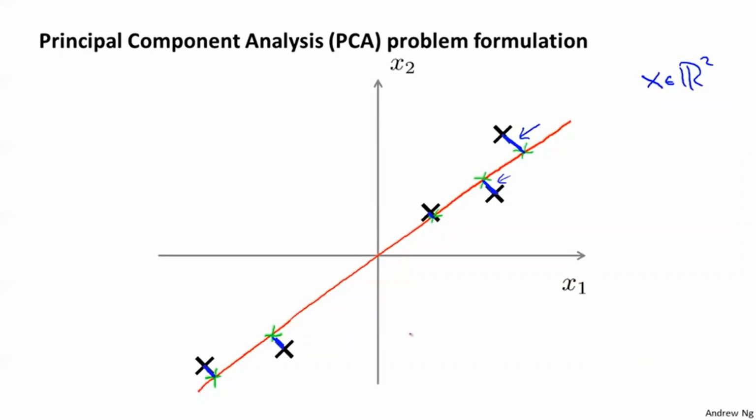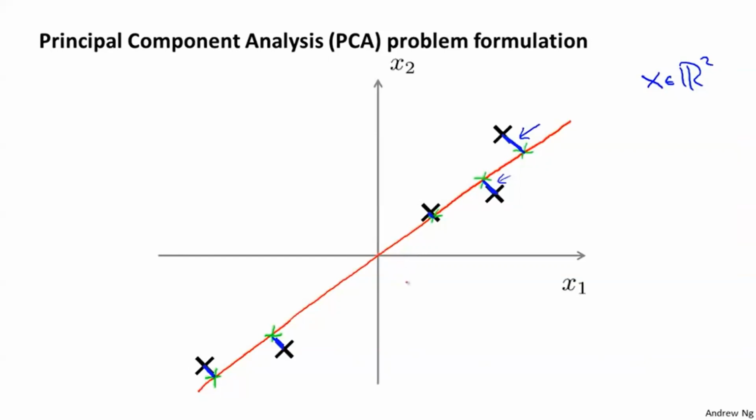As an aside, before applying PCA, it's standard practice to first perform mean normalization and feature scaling so that the features x1 and x2 should have zero mean and should have comparable ranges of values. I've already done this for this example, but I'll come back to this later and talk more about feature scaling and mean normalization in the context of PCA later.